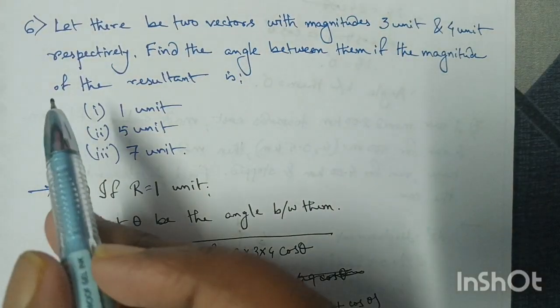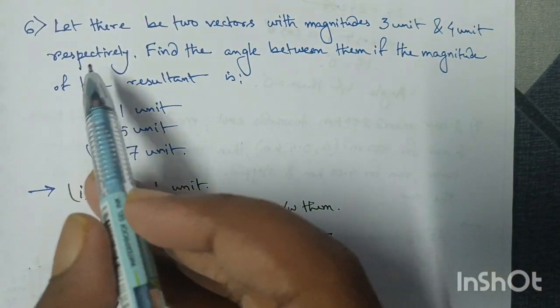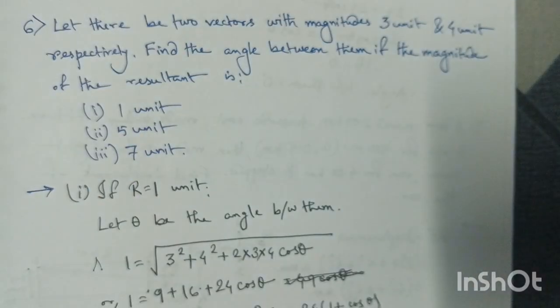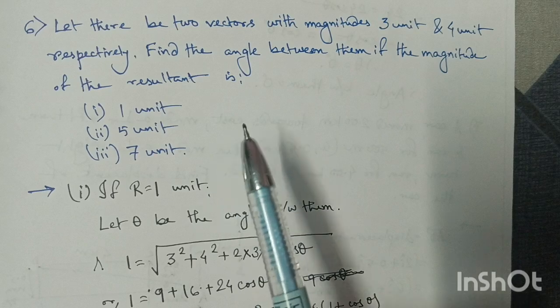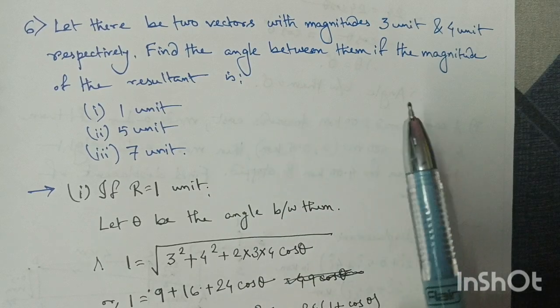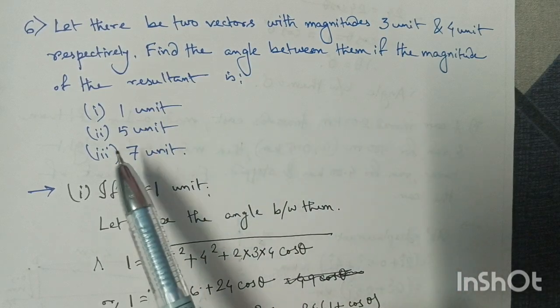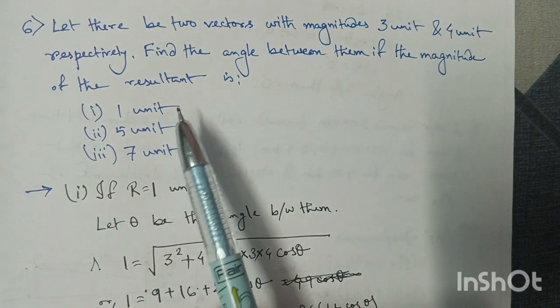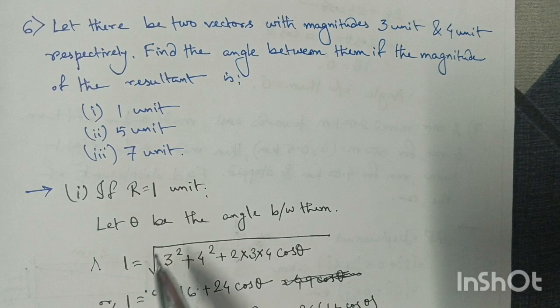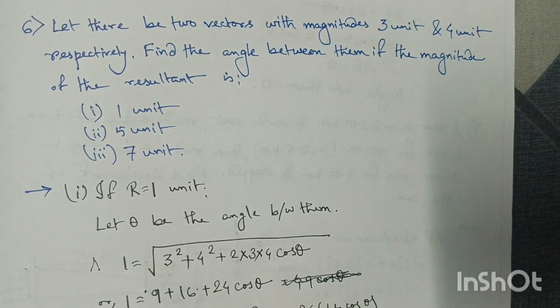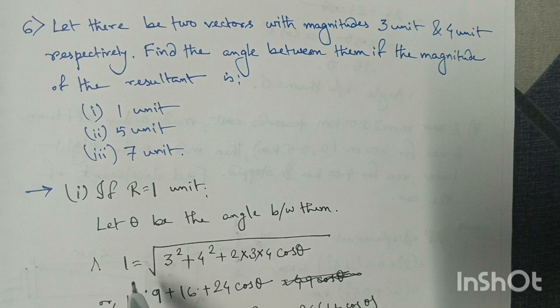Now coming to question number 6. It says, let there be two vectors with magnitudes 3 unit and 4 unit respectively. Find the angle between them if the magnitude of the resultant is 1 unit, 5 unit and 7 unit. So in the first case, R is equal to 1 unit and let theta be the angle between them, theta being assumed here.